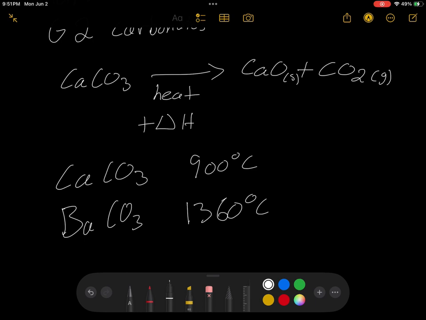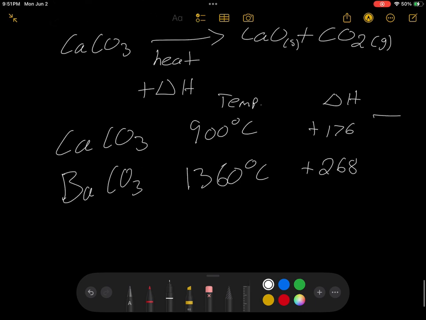So these are the temperatures, and then over here, the delta H of decomposition. For calcium, it's plus 176. For barium, it's plus 268. So the decomposition of barium carbonate is more endothermic than that of calcium. Why is that? Because it's more stable, right? And more stable means, one, higher temperature to break, but also more energy to break, right?